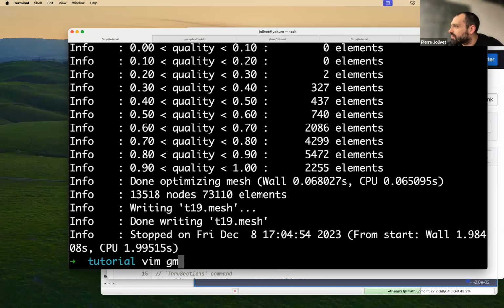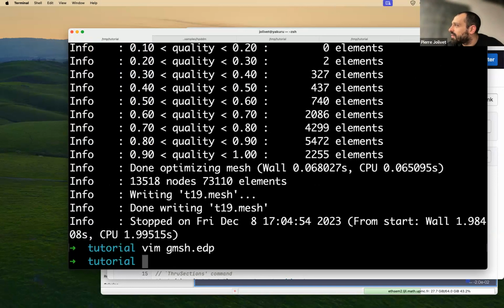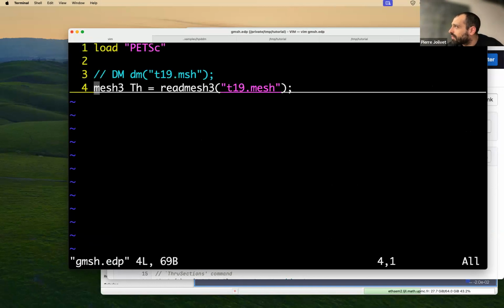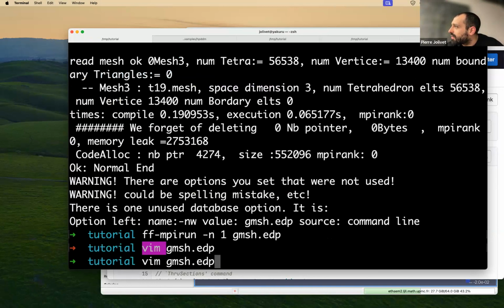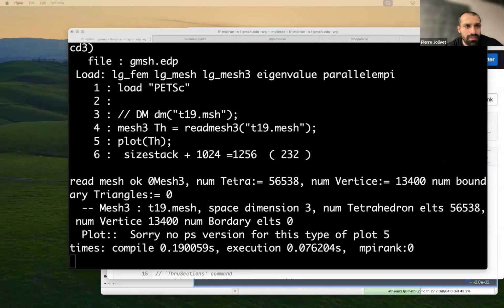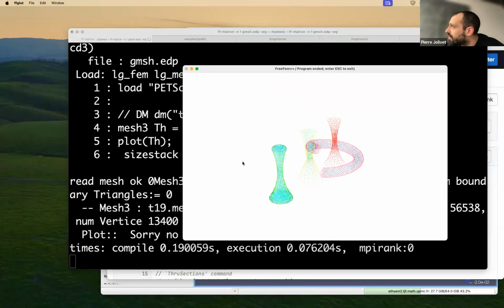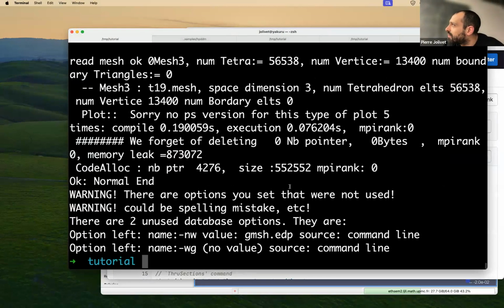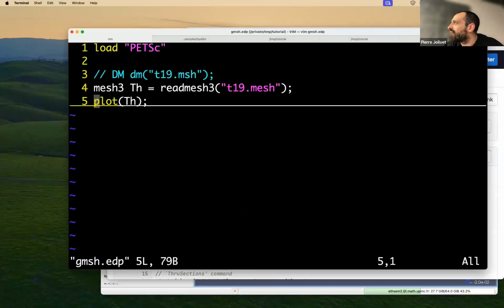Okay, and so now it was GMSH. There is hope. Thank you. What is this mesh? I'm not sure. But are there tetrahedrons inside?